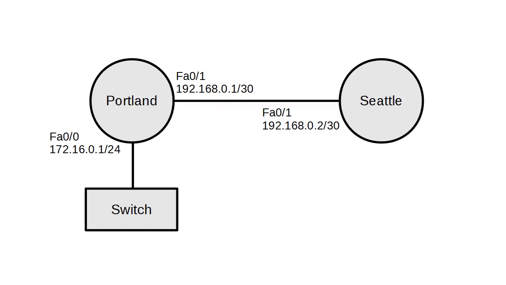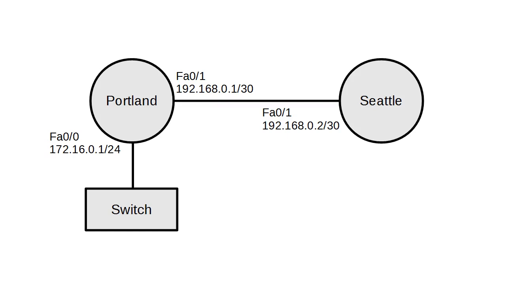I have the Portland router, Seattle router, and a switch right here. So there are two different networks. There is this network or subnet between the Seattle and Portland router, and then there is this network off the Portland router that includes the switch. So any device connected to the switch would be in that other network.